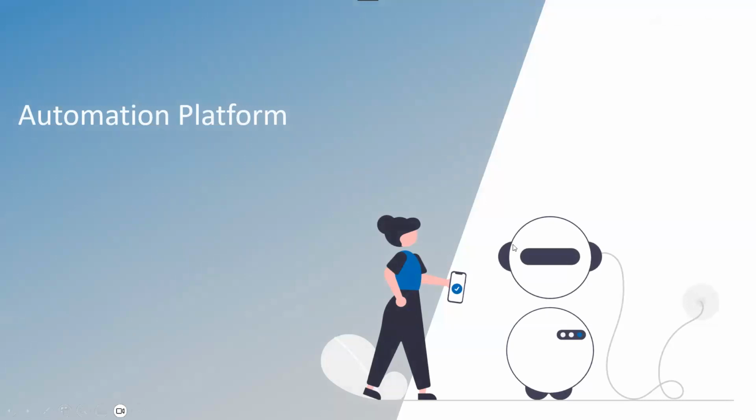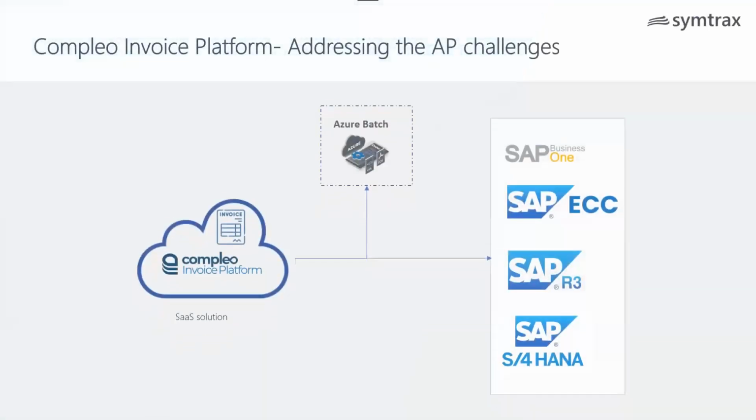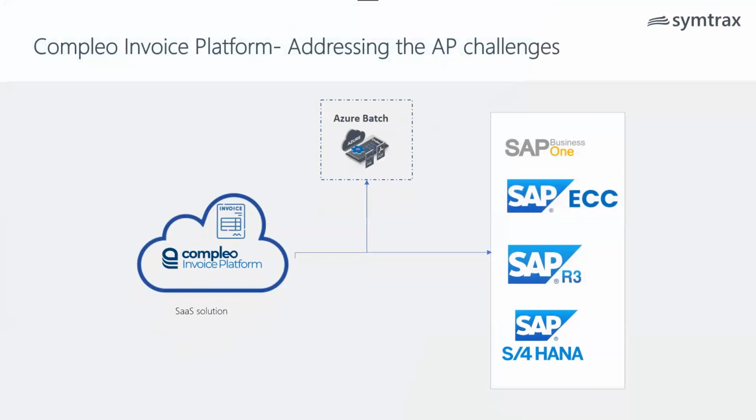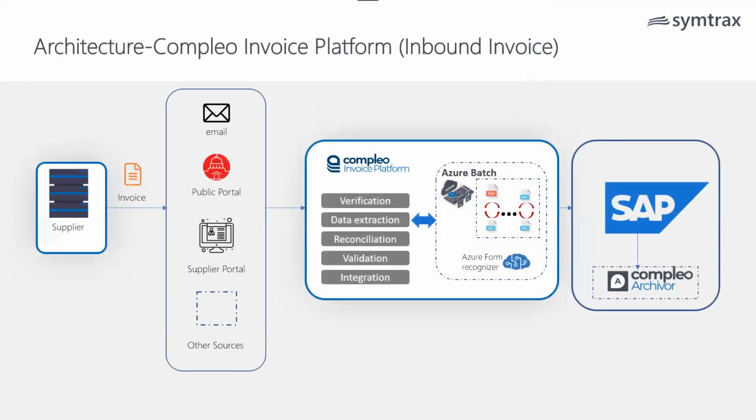So how can these challenges be addressed? Obviously, it will be through an automation platform. You want an automation solution that can retrieve the invoices from the supplier side, process them based on your business requirements, and finally integrate the processed invoices into your accounting software, your ERP, or your SAP. So using one of our solution offerings, the Comblio Invoice Platform, I will explain how the end-to-end process can be automated.